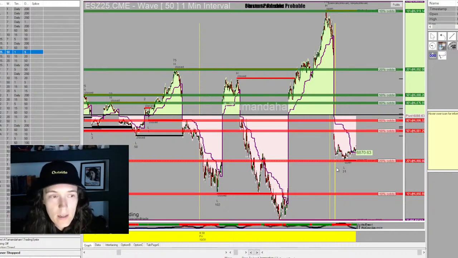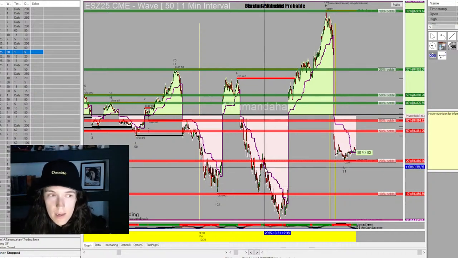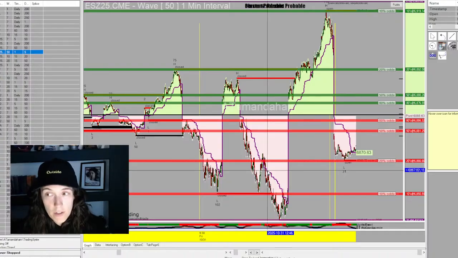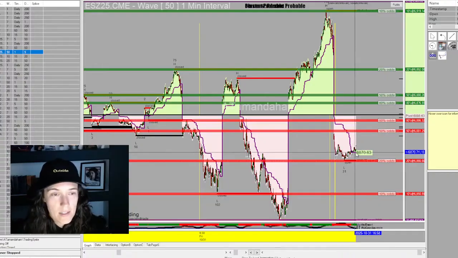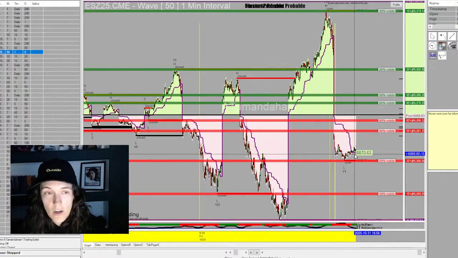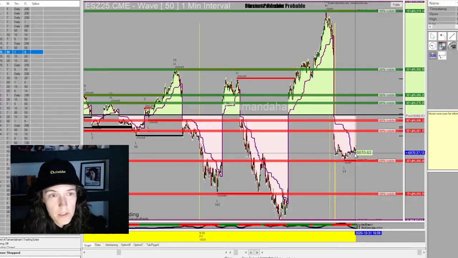But in general, again, we talk about vector a lot in Ascend. We talk about vector clusters a lot in Ascend. And vector clusters is kind of exactly what it sounds like. We try to find areas where vector is trading across various time frames. For example, on the 50 wave 1 minute, we're seeing vector currently at 68.70.